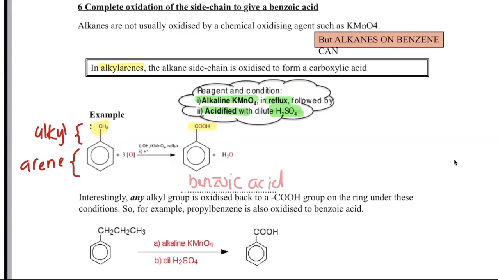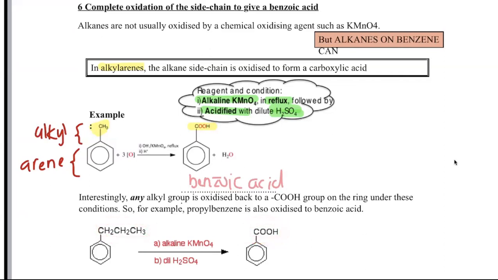Now, interestingly, any alkyl group will give you the same product. Whether you use a methyl benzene, a propyl benzene, an ethyl benzene, or butyl benzene, you will still get the same benzoic acid with one carbon, COOH. Okay, so this is a special thing about this oxidation. You can use a very long chain of alkyl group, you will still get a benzoic acid.